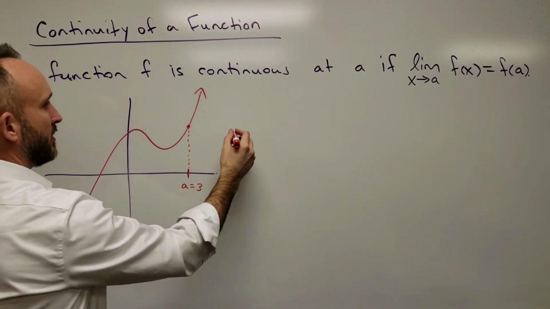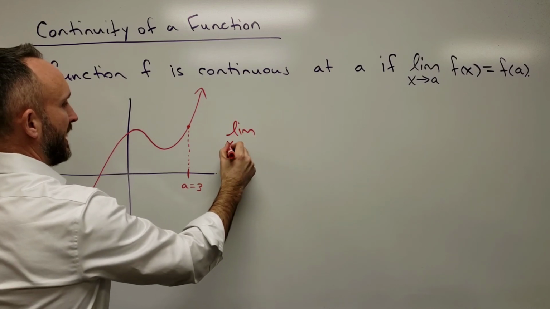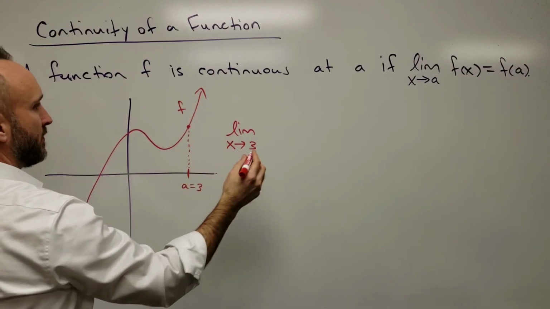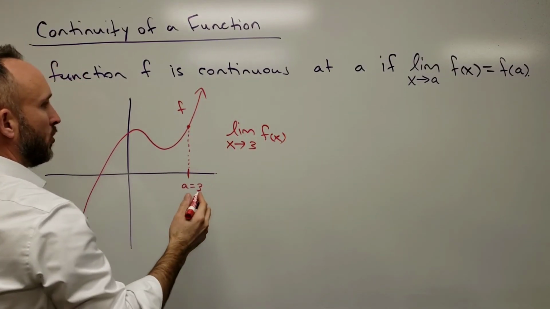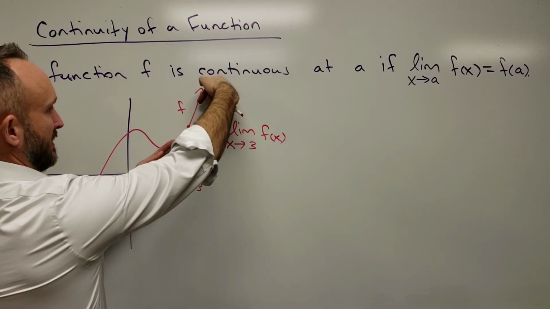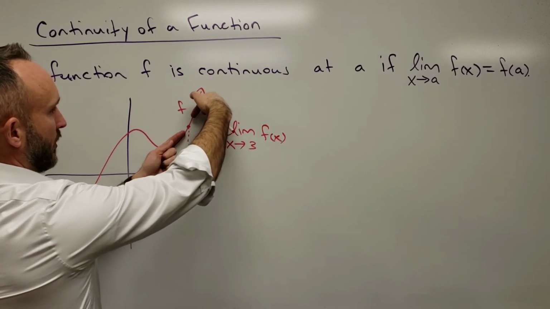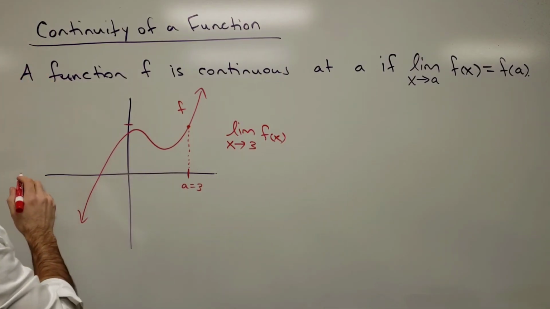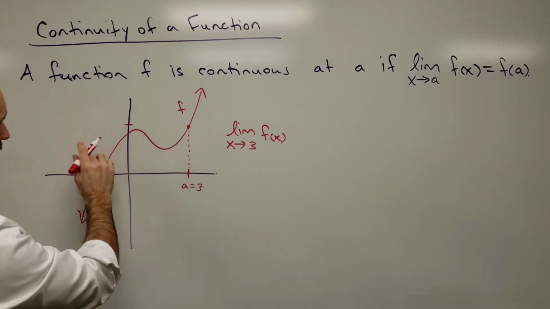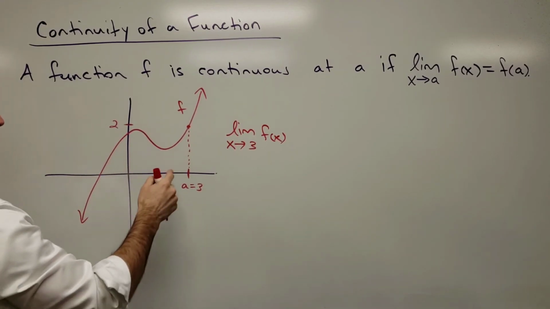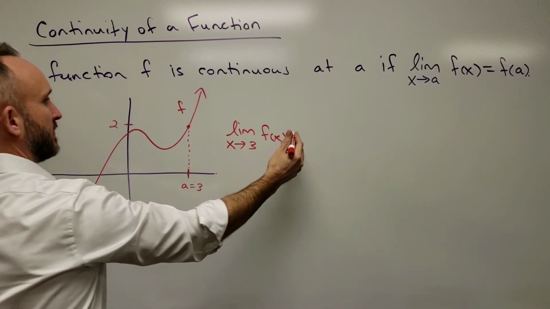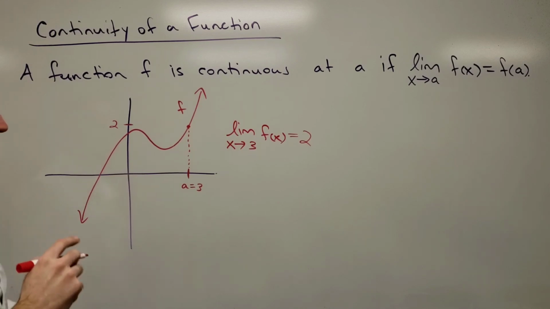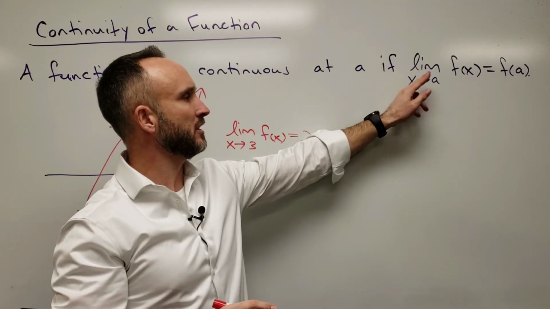So if we consider the limit as x approaches that a value of 3 of the function f of x, we can see that this limit exists because as we approach 3 from both sides, we're converging to this y value, whatever it is. So let's label this y value, we'll use a different scale here. Let's say this is 2. So as x approaches 3 from both sides of this function, we get a y value of 2. So that's the first part of this definition. The limit has to exist.